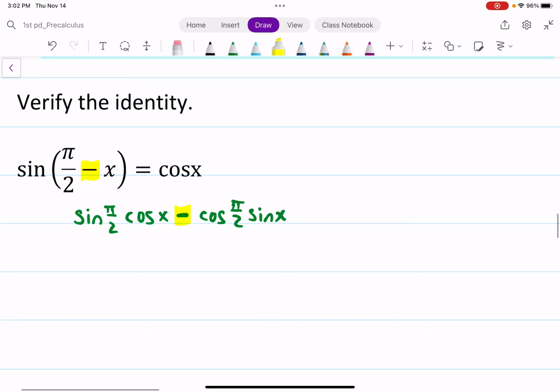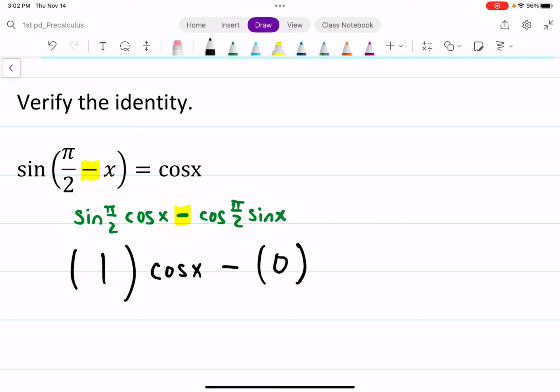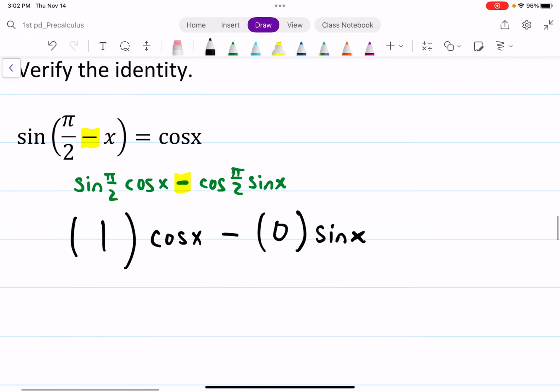So if we come back down here, well, sine of pi over 2 on the unit circle is 1. Cosine of pi over 2 is 0, right? So 0 times anything is 0, so you're left with cosine. Oh, would you look at that? We wanted it to equal cosine, so we verified the identity.